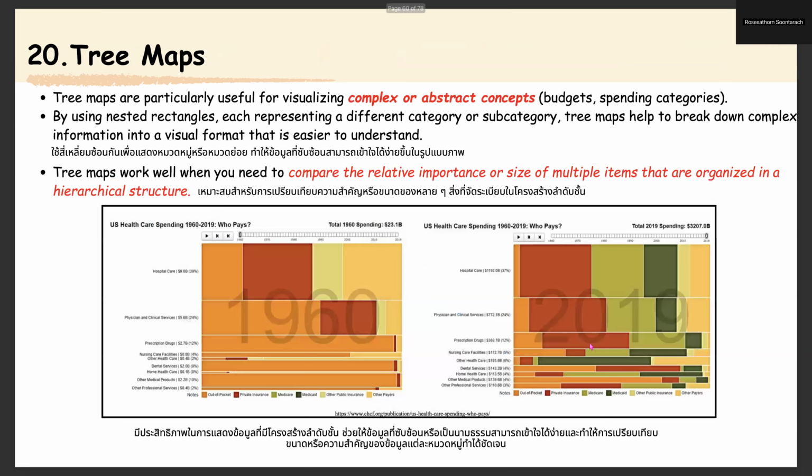Tree maps. Tree maps are useful for visualizing complex or abstract concepts by using rectangles, each representing a different category or subcategory. Tree maps can help to break down complex information into a visual format that is easier to understand. And this map works well when you need to compare the relative importance or size of multiple items that are organized in a structure.